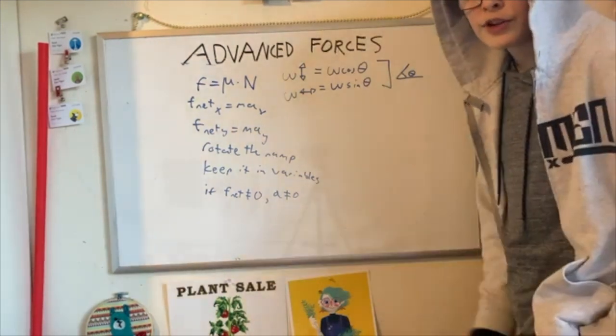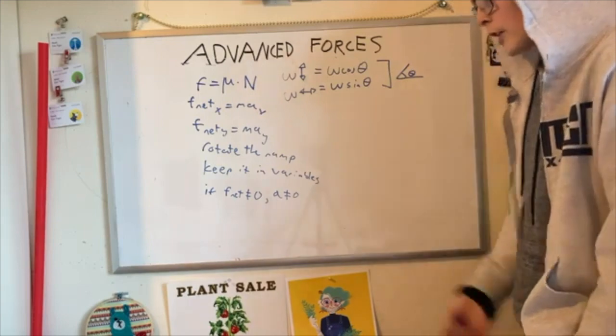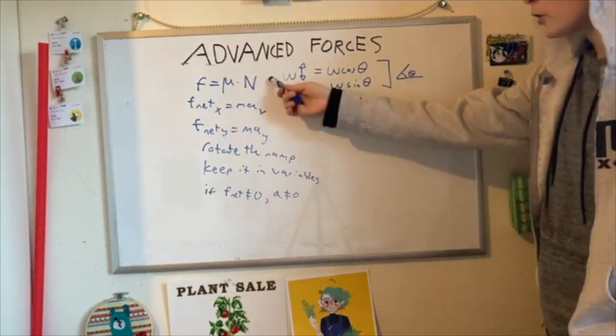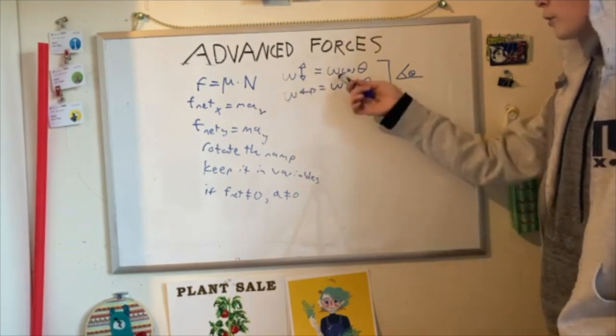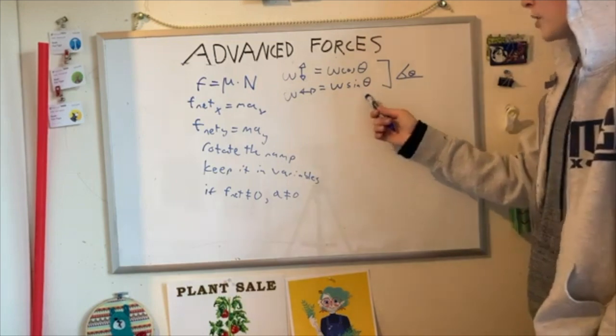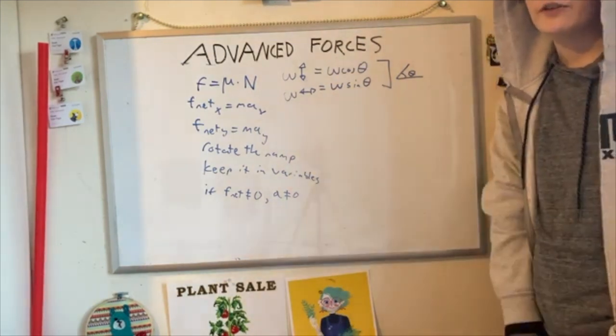If the net force is not 0, acceleration is not 0. There's acceleration. When you have a ramp and this is the angle they're given, the vertical component of w is equal to weight times cosine theta, and the horizontal component of weight is equal to weight times sine of theta. We now conclude advanced forces.